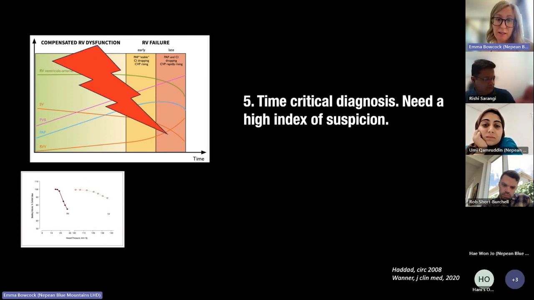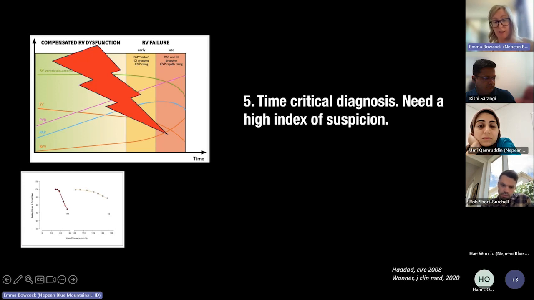We have all of these acute dynamic disturbances in contractility and RV afterload, and that interaction between the RV and the pulmonary circulation is really non-linear. And patients don't follow this graph at all, even though it's a nice framework to work through. So RV dysfunction, RV failure really is a time critical diagnosis, and we need to have a high index of suspicion.